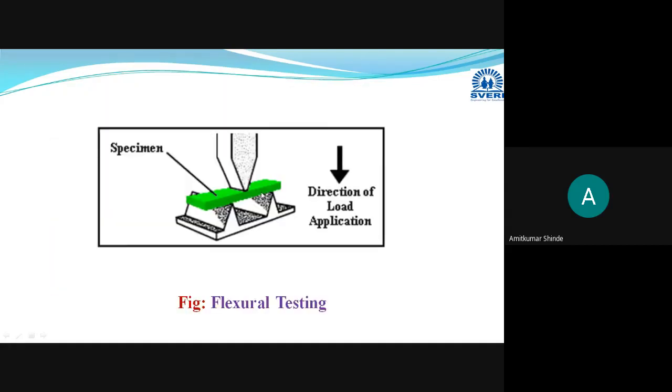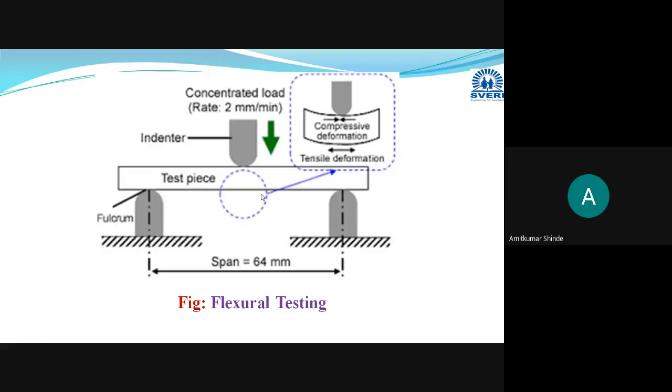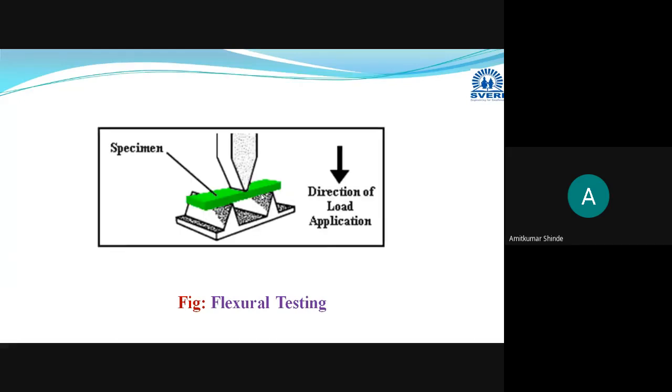Now I will move towards the second test, that is the flexural test. Here I have collected two diagrams for flexural testing. This is the simple diagram, you can understand it. Here, this green colored part is your specimen, or your plastic material, on which you are going to conduct the test. This is the direction of the load, and this is the support or platform on which we are keeping our specimen.